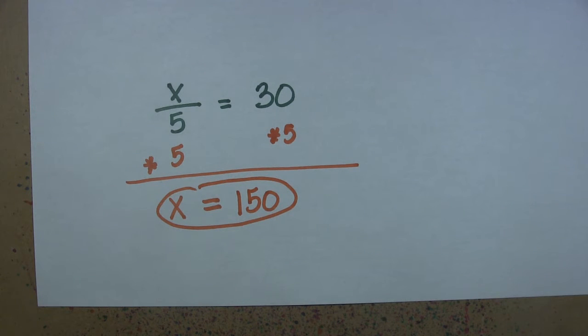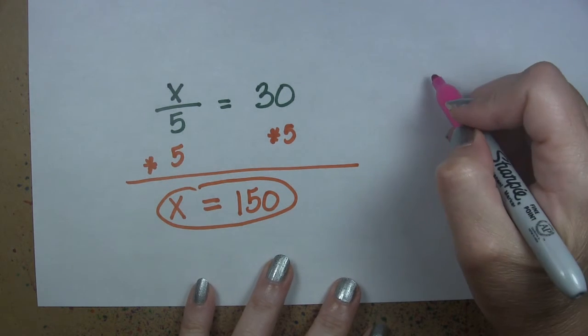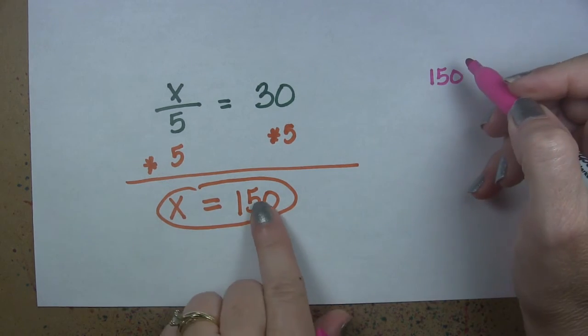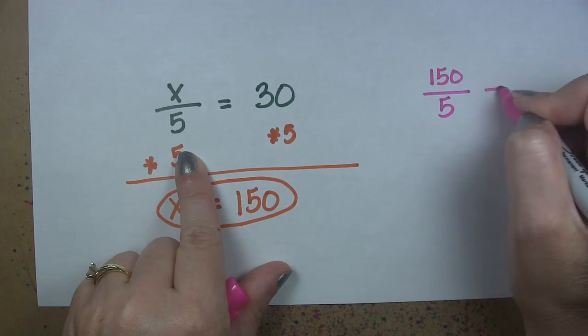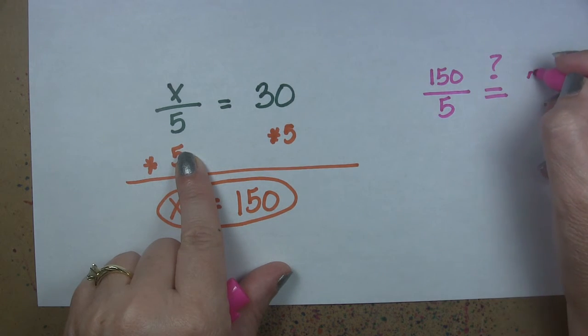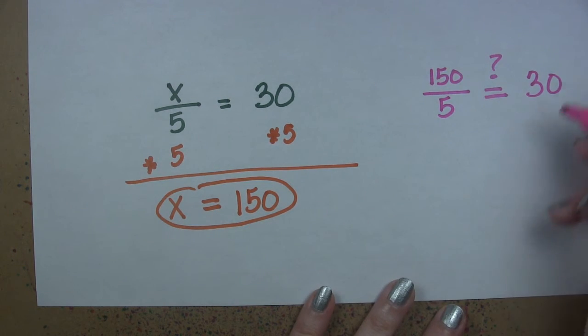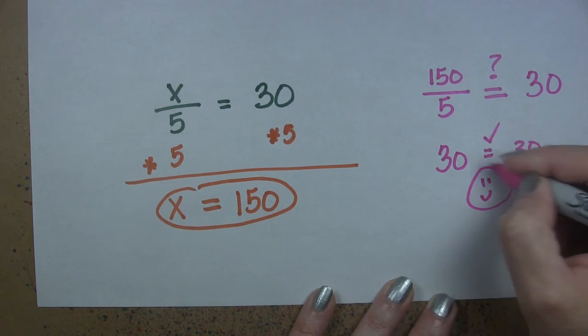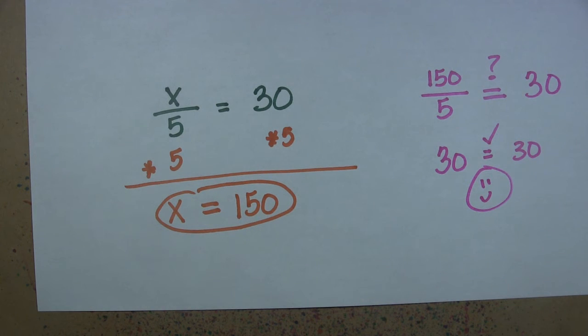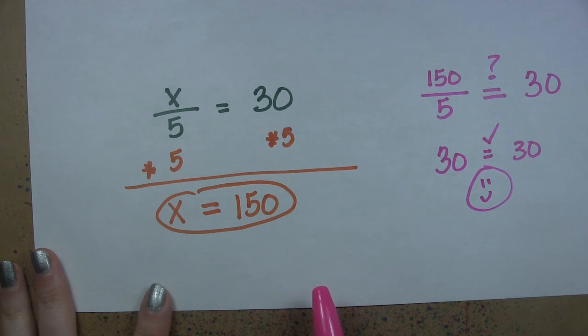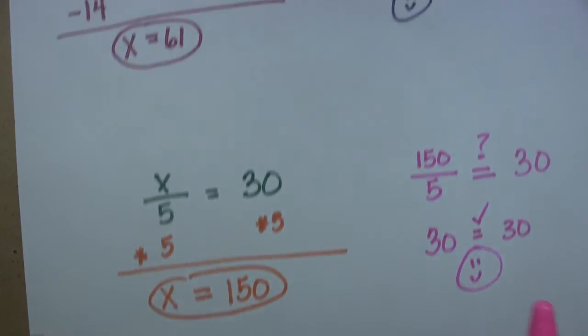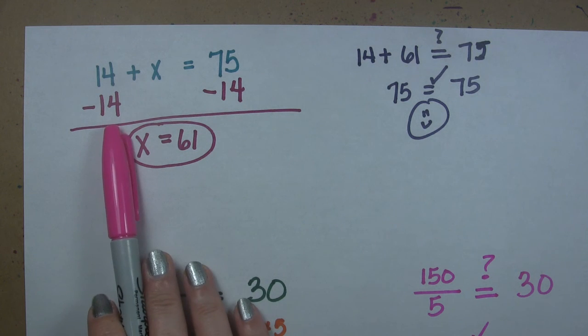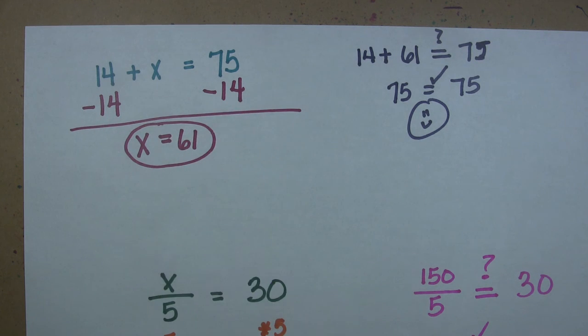To check it, I would come on this side, and I would say, okay, I'm going to put 150 in for x. So is it true that 150 divided by 5 equals 30? Why, yes, it is true. Yay! So that means that I did the problem right. So the rule to remember is that you're going to slowly pick away at your equation until x is by itself. And whatever you do on one side of the equation, you must do on the other side. That is how you solve for x.